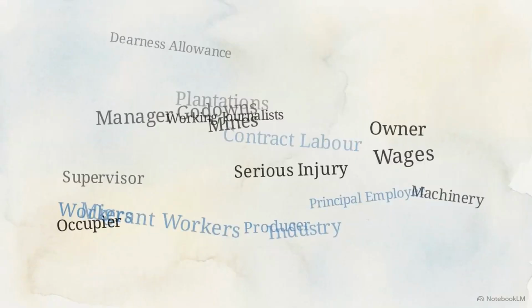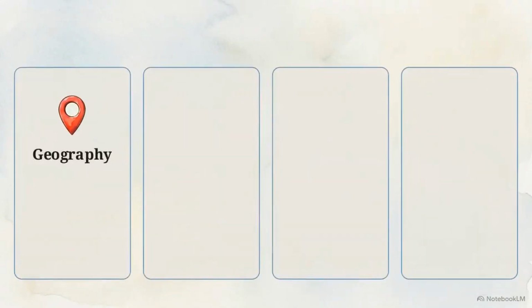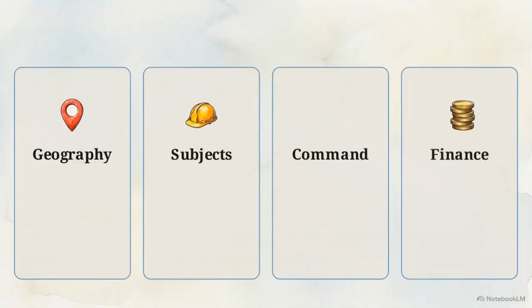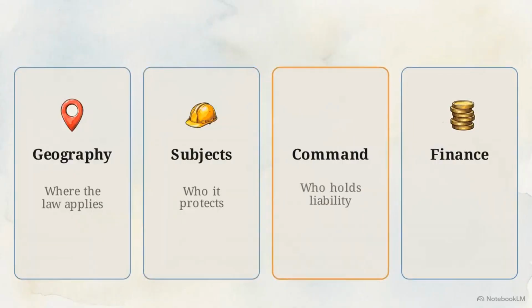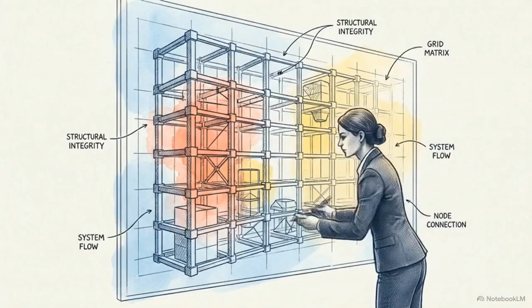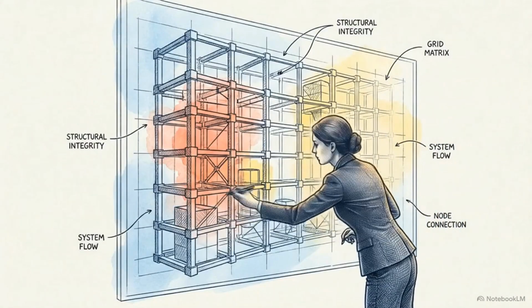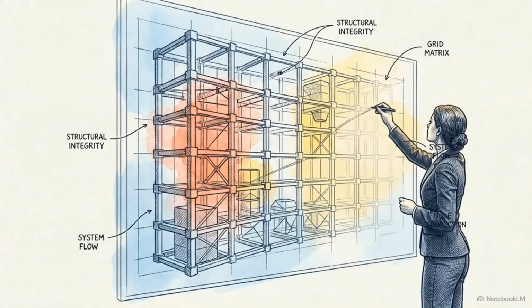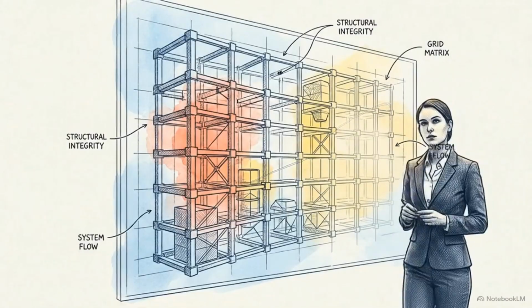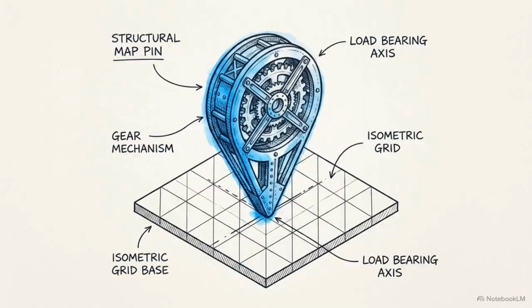To create an actionable mental model, we must reorganize these definitions into 4 functional pillars: geography, subjects, command, and finance. These pillars establish where the law applies, who it protects, who holds the liability, and how money is calculated. Translating the text into this jurisdictional matrix allows a legal professional to define corporate liability boundaries based on the internal logic of the code. The first pillar defines operational geography, starting with industry as the foundational baseline.